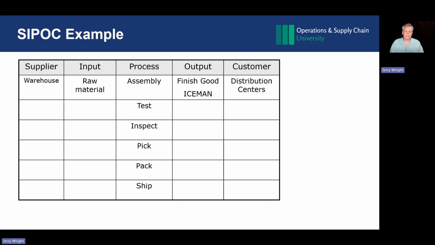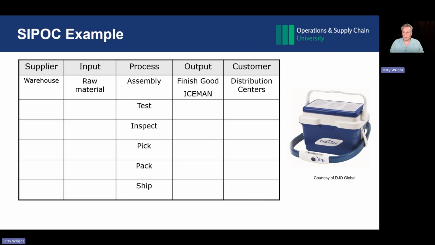Here's another SIPOC example. This is one that's very similar to the one we just looked at. Here we have the supplier as the warehouse providing raw materials. And in this process, we do assembly, test, inspection, pick, pack, and then ship. And the output in this example is a finished good called an Iceman, and it goes to the distribution centers for customers to order. This is what the product looks like.